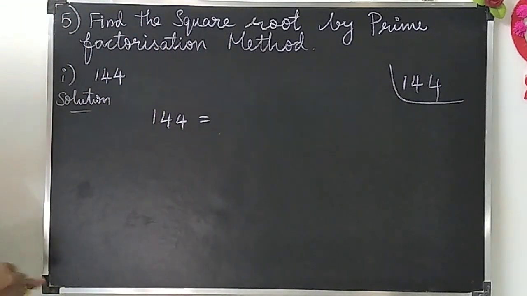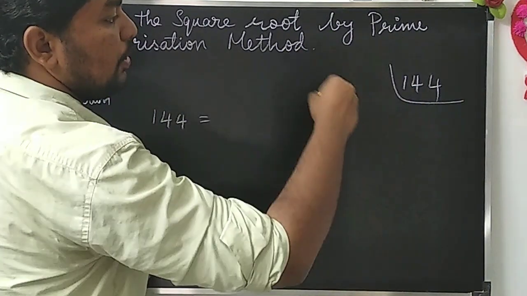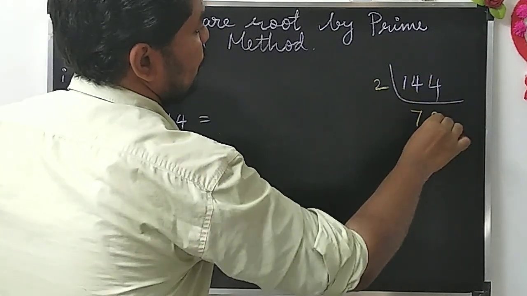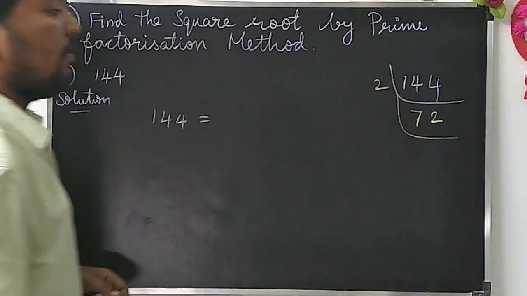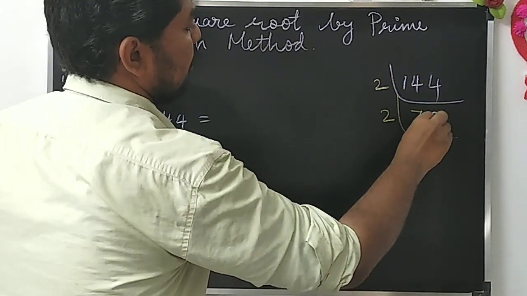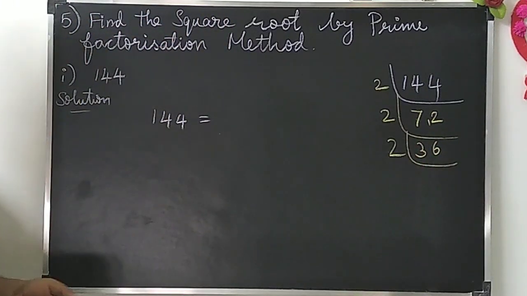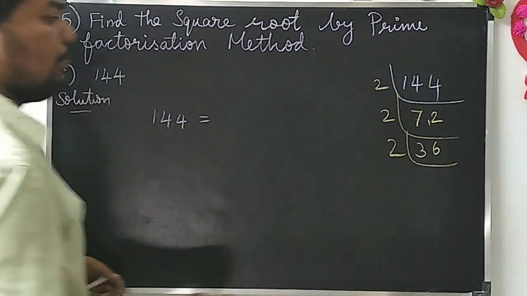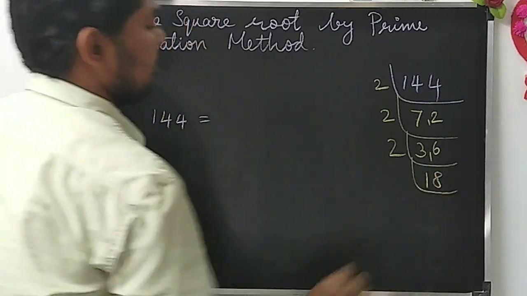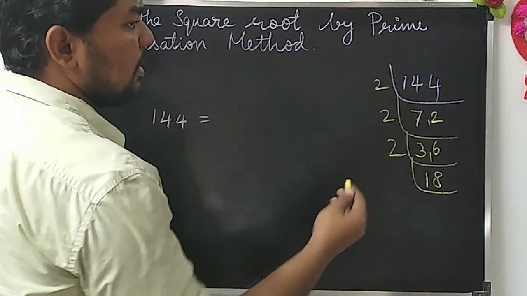For 144, the ones place value contains an even number, so the number is divided by 2. 7 twos are 14, 2 twos are 4. 72 is also divided by 2: 3 twos are 6 and remainder 1, 12, 6 twos are 12. Next 36 is also divided by 2, as well as 3, so you take 2. 1 two is 2, remainder 1, 8 twos are 16. Next 18 is also divided by 2 and 3, so you take 2 because 2 is a very easy number.